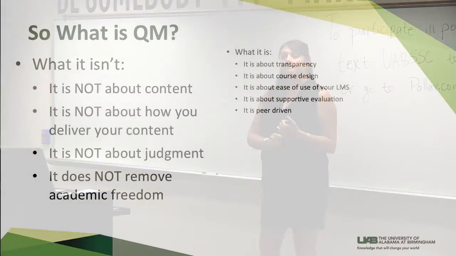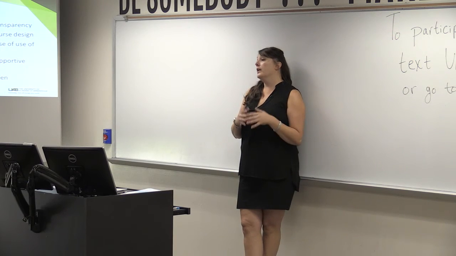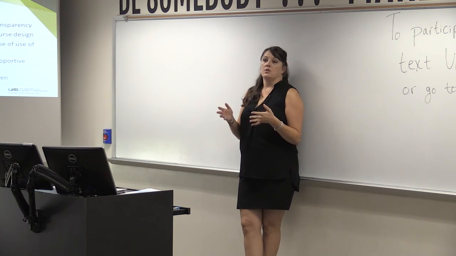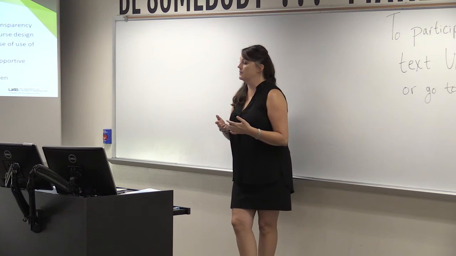It's not about judgment. They make it very clear to you when you go through as a reviewer that you don't want to write down anything that you wouldn't say to somebody in a conversation. It's collegial. It's about improving. It does not remove academic freedom. I know that there has been some questions about that in terms of, well, they said I couldn't do this. One, a reviewer shouldn't ever say you can't do that. It should say, how can I improve this? How can I make this better?